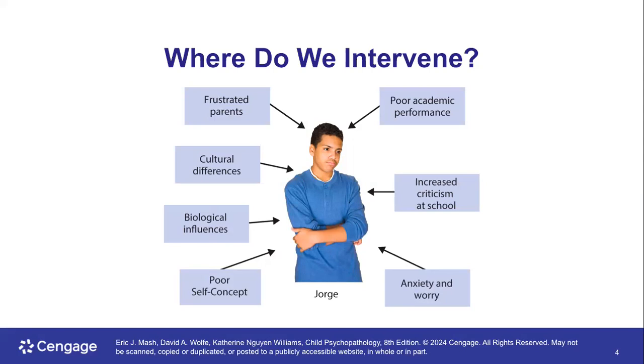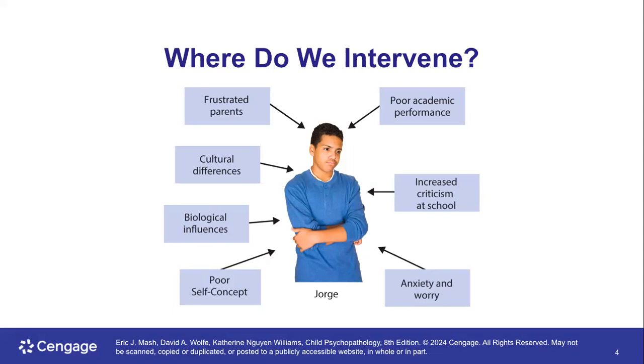So, if the poor academic performance is causing anxiety and worry or poor self-concept, we might target that first because that's going to cause significant psychological distress. We might also consider a social skills program to reduce the criticism at school and teach Jorge how to interact better with his peers. And these are just examples of risk factors and where we might target.